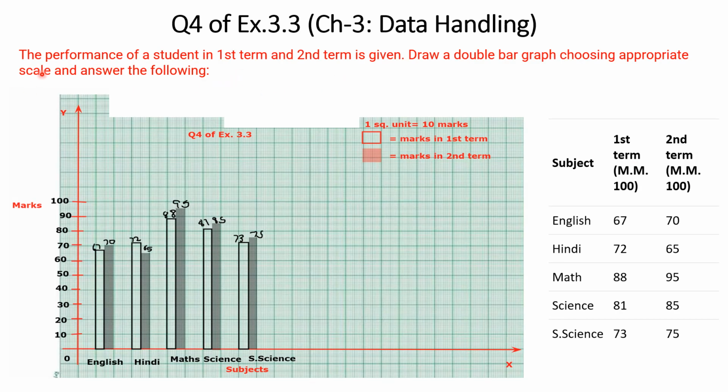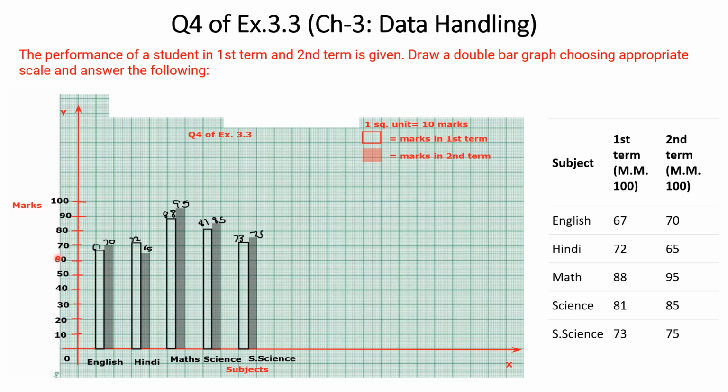Fourth question: the performance of a student in the first term and second term is given. You have to draw a double bar graph, choosing an appropriate scale, and answer the following. Now, double bar graph does not mean making the bar graph two times. Okay, it's not make it 2 times. On one graph only you have to plot a double bar graph. Bars should be double in number. See, just like twins, in the same way double bar graphs.